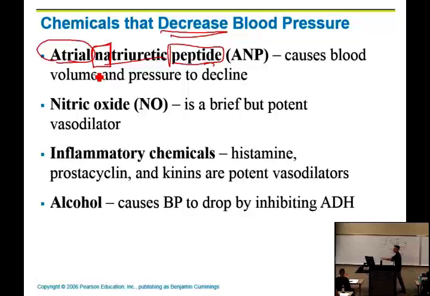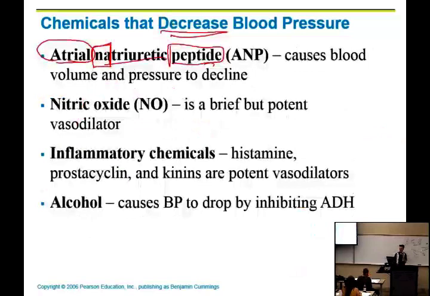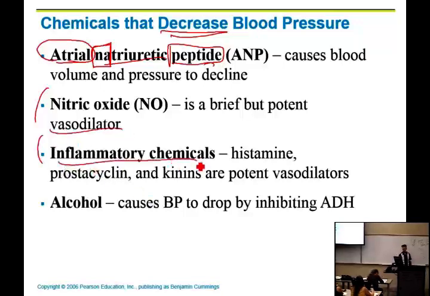So ANP kind of works opposite to these ones that we see here in terms of epinephrine, antidiuretic hormone, and even the RAS mechanism like we were talking about. These ones here are some that, again, are released by local tissues. Nitric oxide is found all over the body as a chemical messenger, a local chemical messenger, so it can be a vasodilator. And then there's different types of inflammatory chemicals.